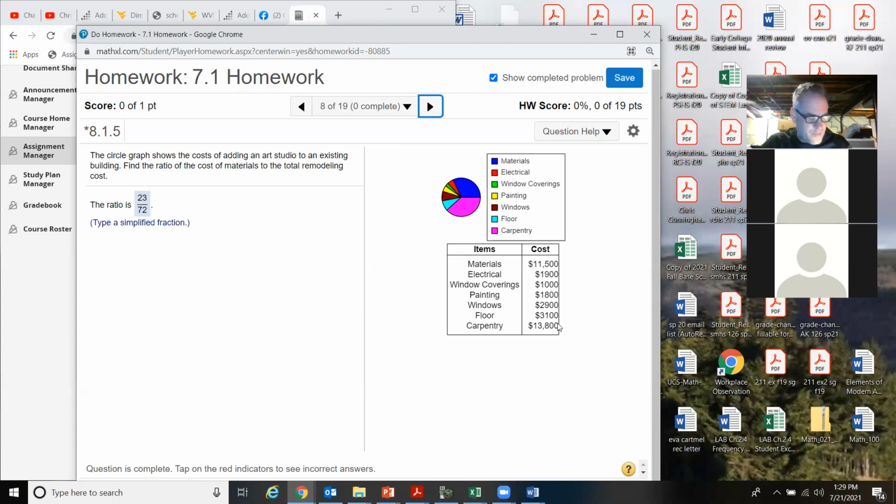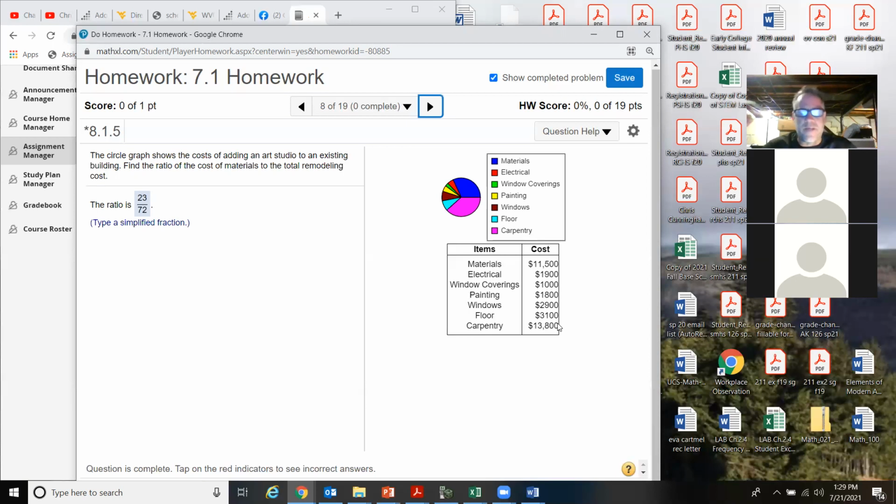1,800 plus 2,900 plus 3,100 plus 13,800 is 36,000. So it was the same number as the last problem. I would punch into my calculator 11,500 over or divided by 3,600. Or excuse me, 36,000. Get the decimal form, and then I would convert to a fraction.